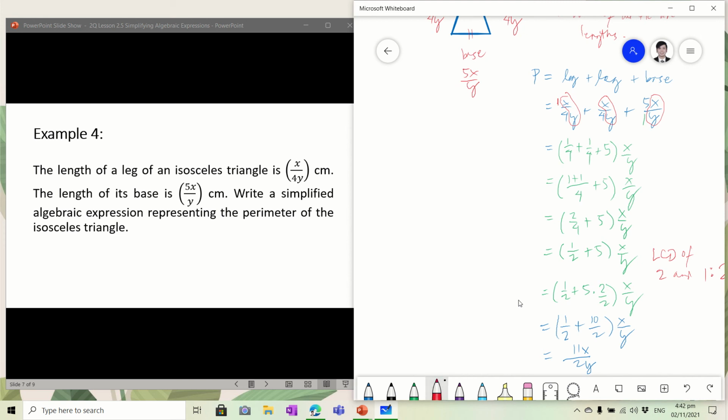Don't forget that we're talking about a perimeter, so there's a unit, cm. So enclose the expression and then put cm afterwards. So this is the perimeter of our isosceles triangle.